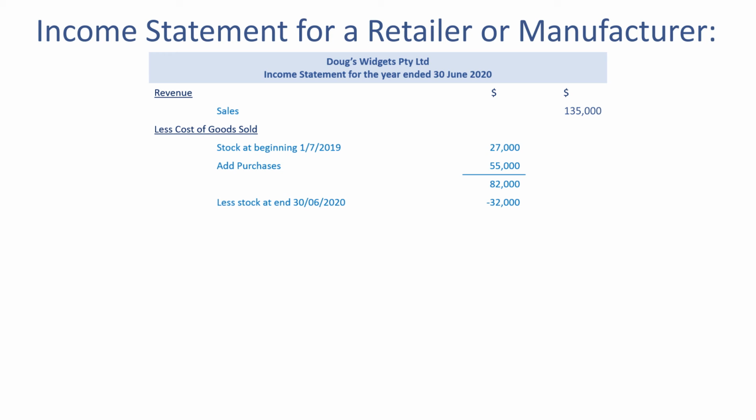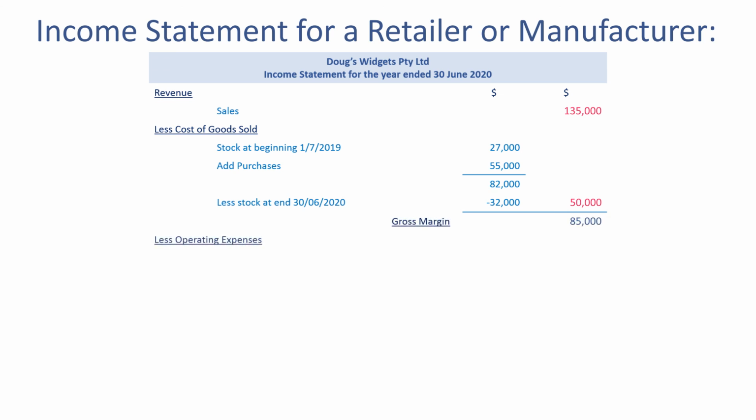This relates to stock on hand at the end of the period and is normally done via a physical stocktake. We deduct this amount to show the change in stock levels on hand from one period to the next. Here, the stock at the beginning less the stock at the end of the period indicates an increase in stock levels of $5,000 from the start to the end of the year. This results in a total cost of goods sold of $50,000. The gross margin is obtained by deducting the total of cost of goods sold from the total revenue. This gives a gross margin of $85,000.